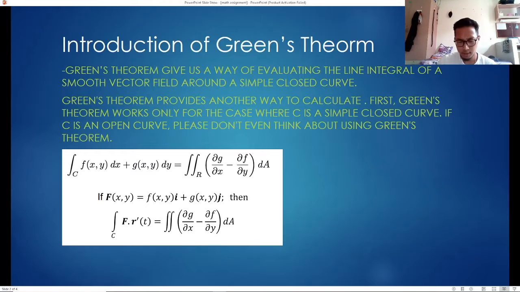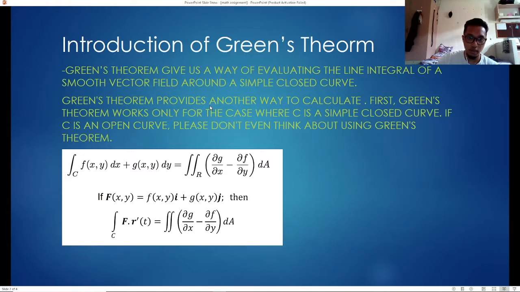Okay, what is Green's theorem in general? Green's theorem is basically a way to evaluate a line integral, but simplified by Green's theorem. This is our formula here. The formula is the double integral of partial g over partial x minus partial f over partial y, times the derivative of area dA, where dA can be in polar coordinates or maybe dx dy.